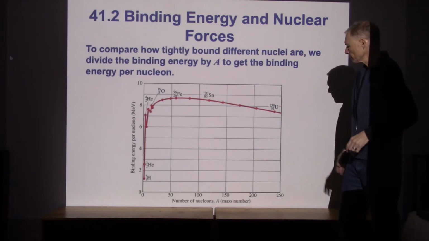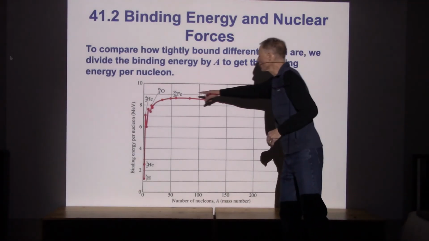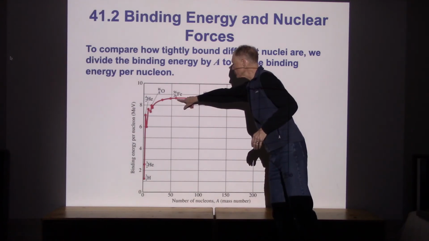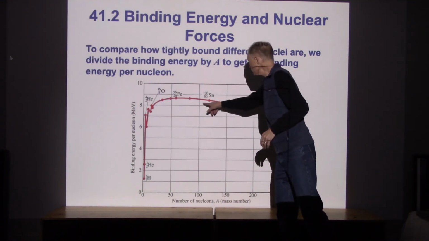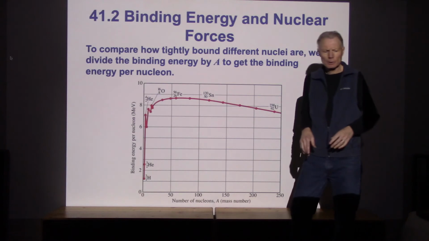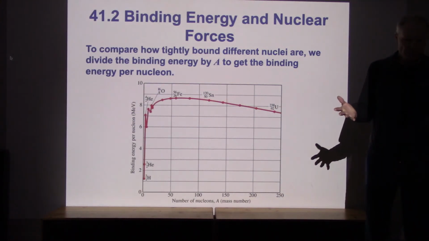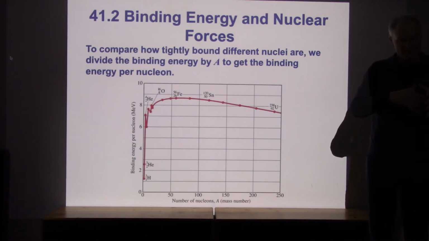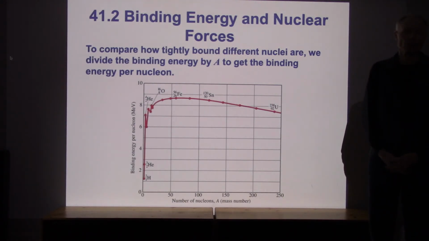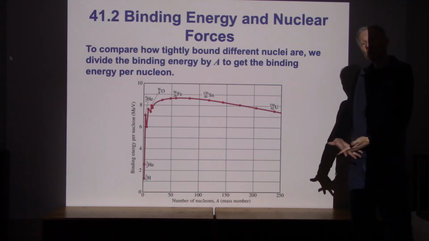So kind of the optimal size for a nucleus in terms of binding energy is here. And as the nucleus gets larger and larger, that nuclear force is not able to extend as effectively over a large nucleus as it does over a smaller nucleus. So you can actually release energy.